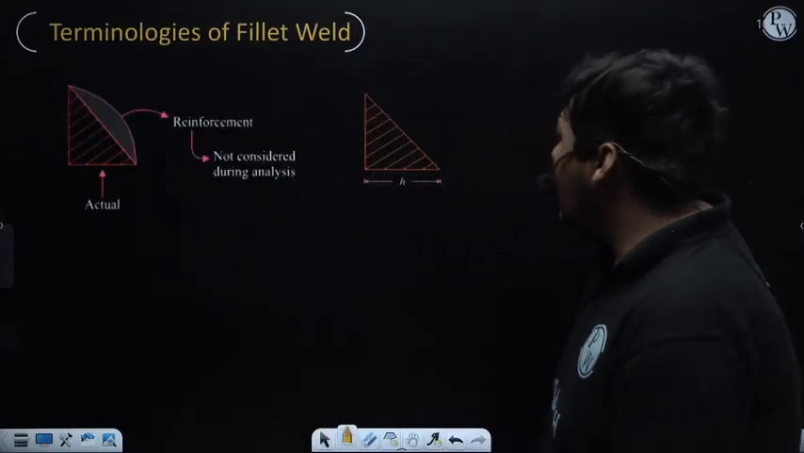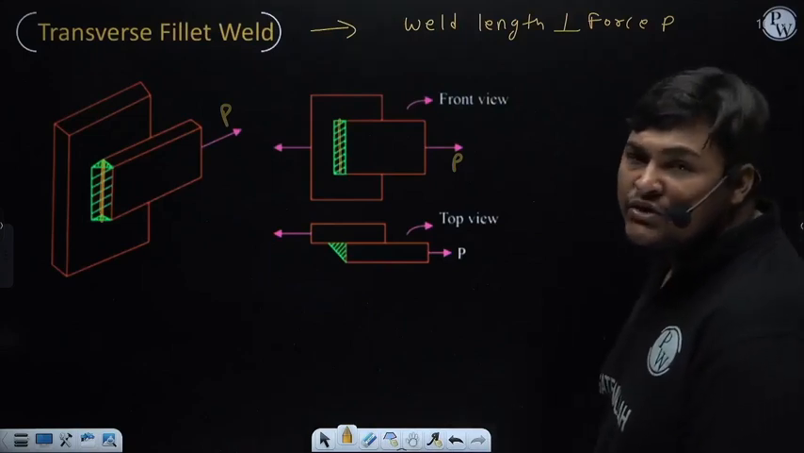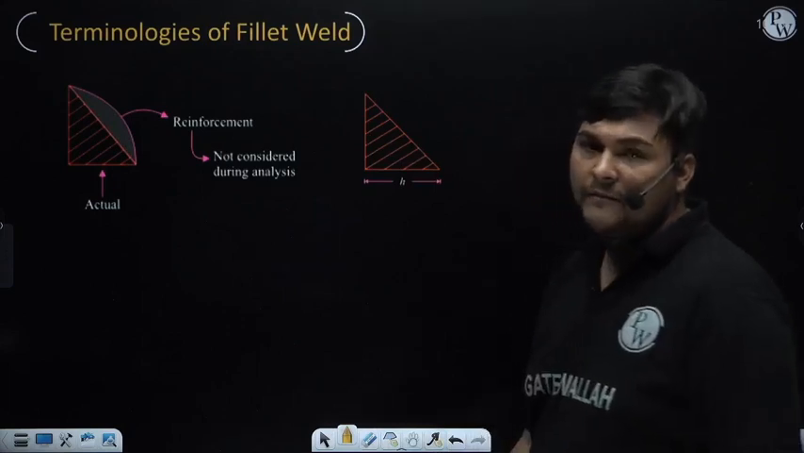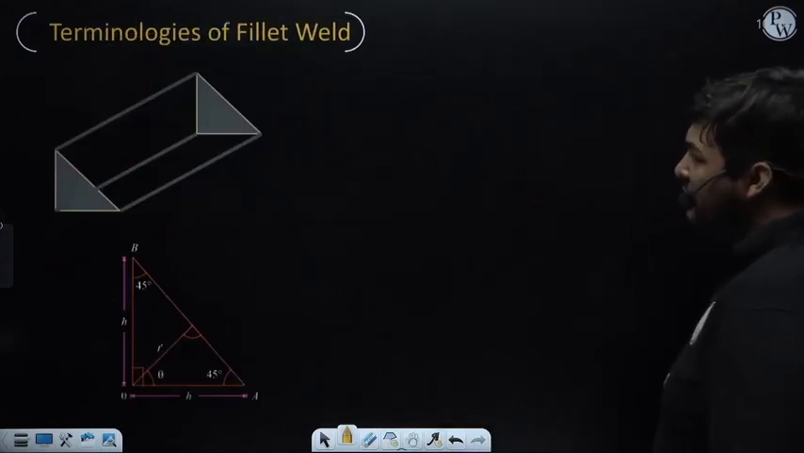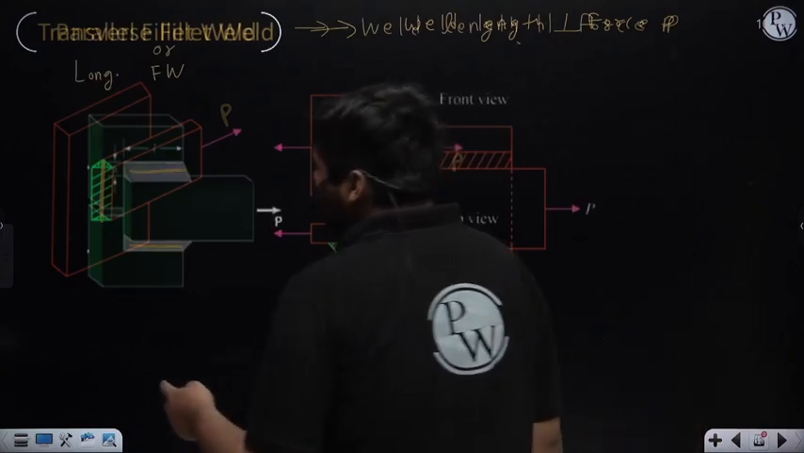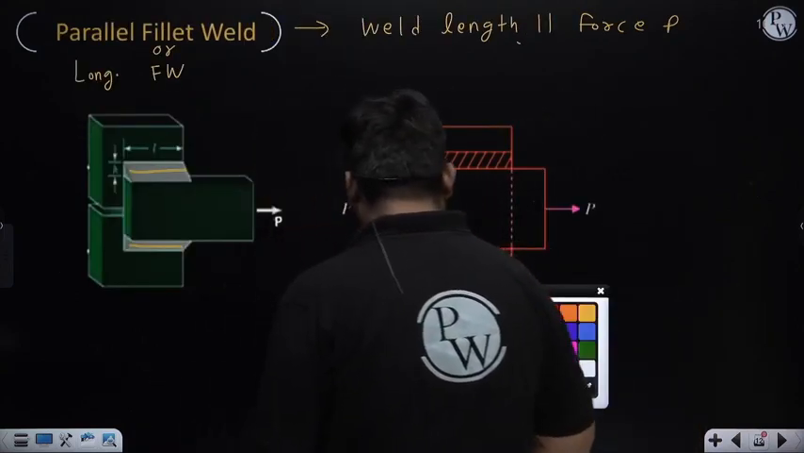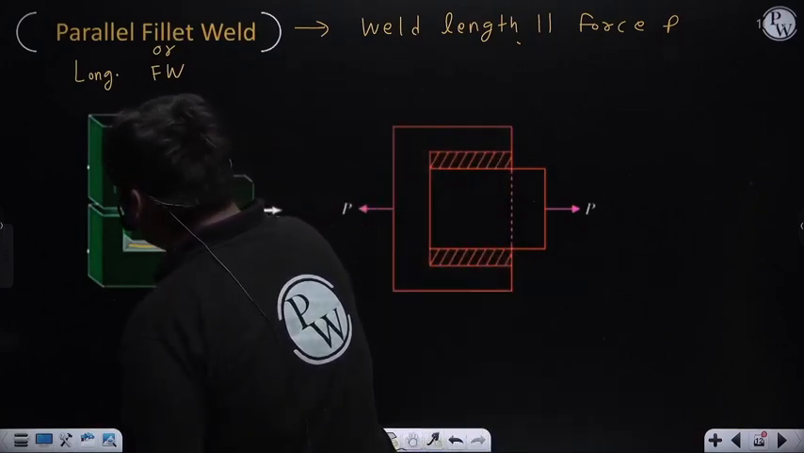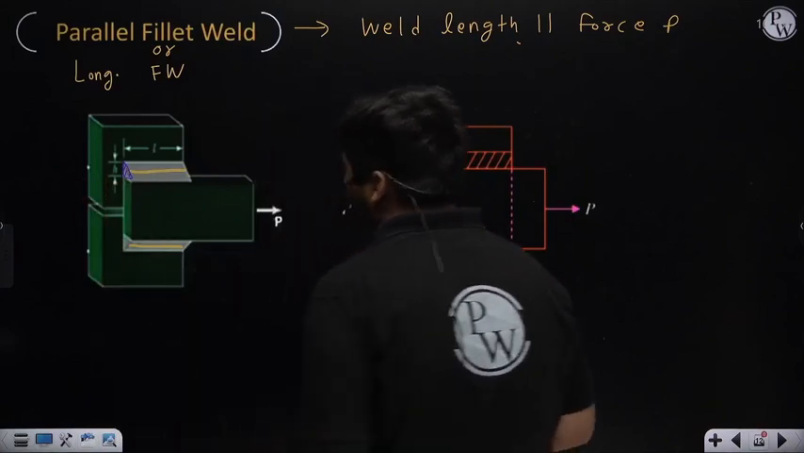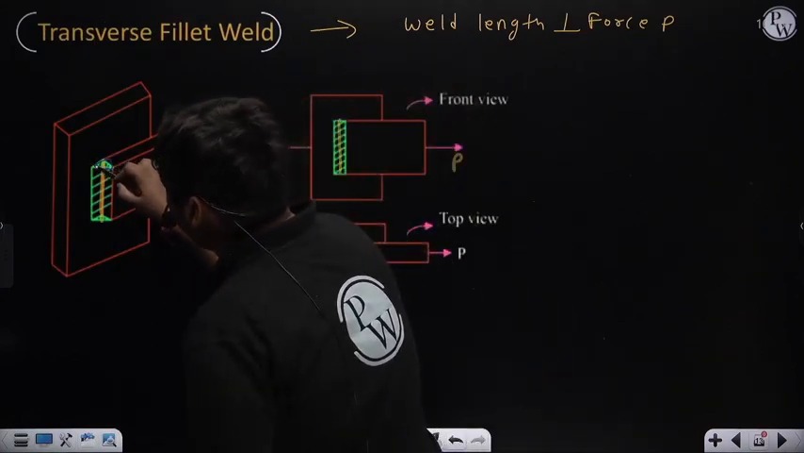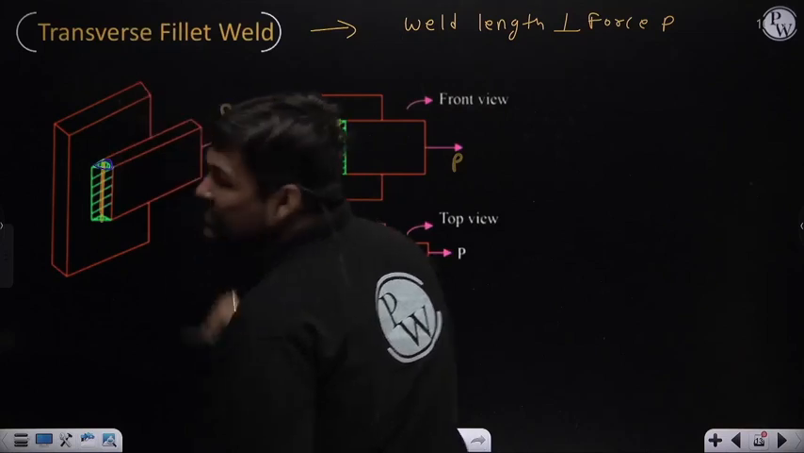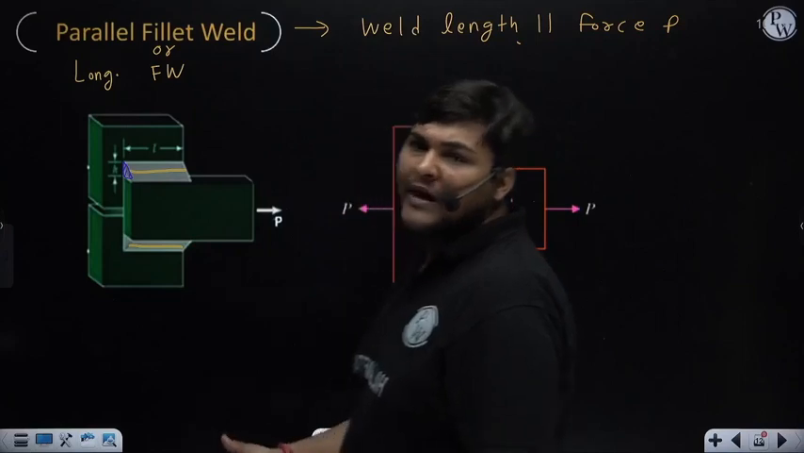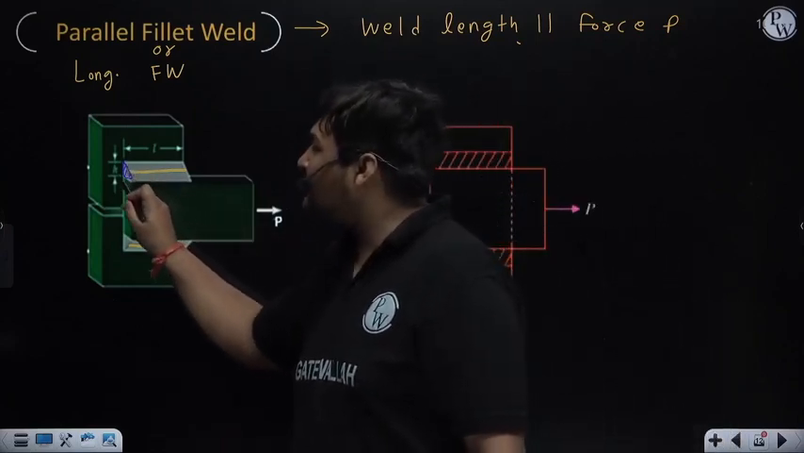Now, before starting the analysis of fillet weld, we will understand some of the important terminologies of fillet weld. For that, we need to see this side view of this fillet weld, how this fillet weld is looking from this side. In this diagram, to see this, we need to make a top view. In this case, we need to make a side view. Whatever the view, we need to see from this side how the fillet weld is looking.